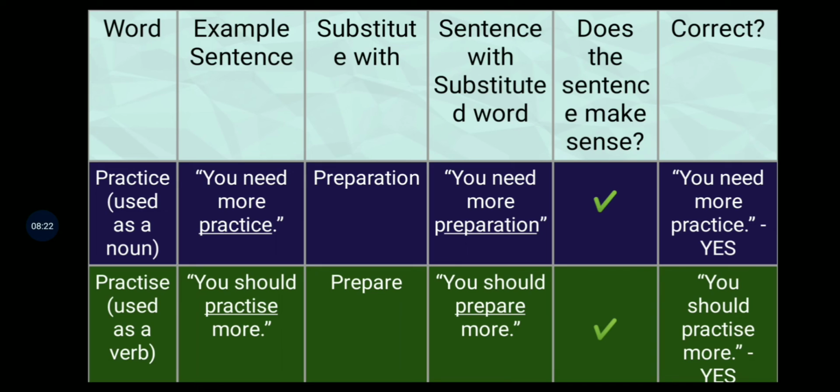Another example with the use of practice with an S as a verb is, you should practice more. In case of practice as a verb, we make use of prepare. Prepare is another verb, so we can substitute this verb with practice with an S. So you get, you should prepare more. When you use the substitution word here, you change you should practice more to you should prepare more. Do you think it sounds correct? Yes, it does, and the sentence reads accurately. So in this case, again, you should practice more makes sense, and therefore you can use it.